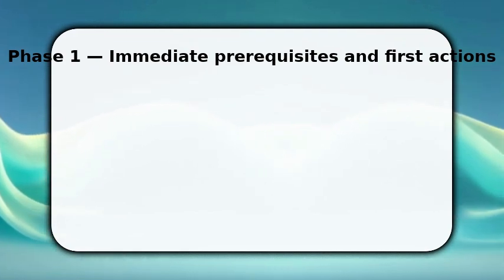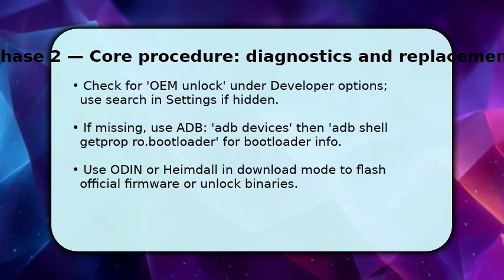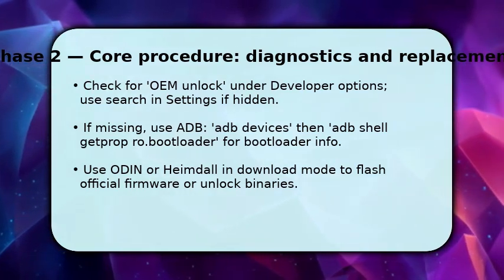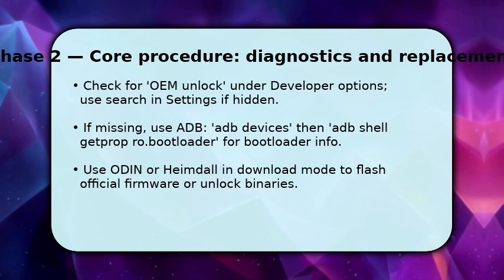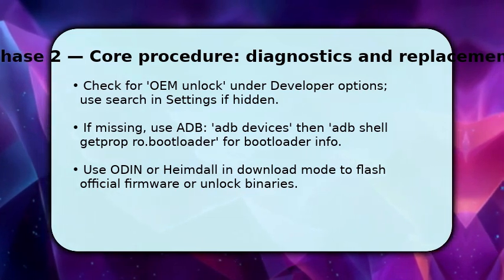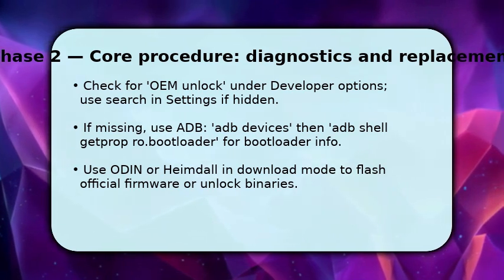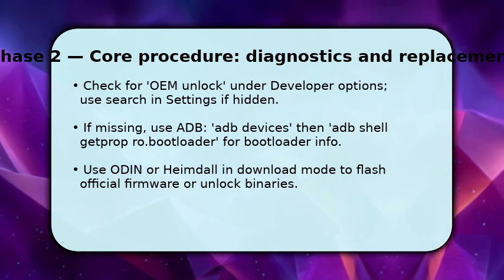You now focus on locating the missing OEM unlock toggle and understanding why it's absent. First, search settings for the toggle and inspect developer options carefully. Carriers or locked bootloaders often hide it. If it's not visible, use ADB commands to confirm bootloader state and retrieve ro.boot bootloader properties. This tells you whether the bootloader is locked or carrier blocked.